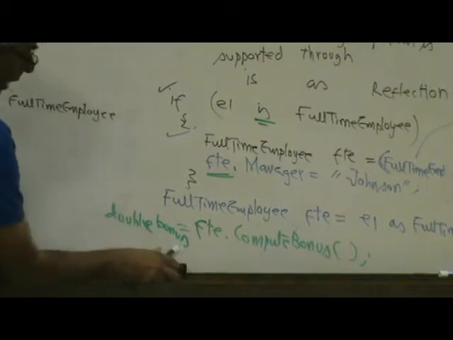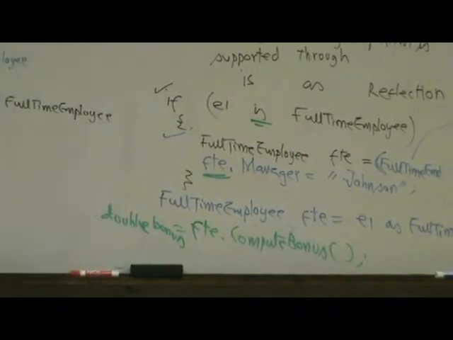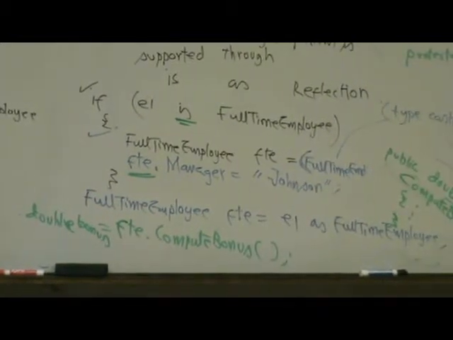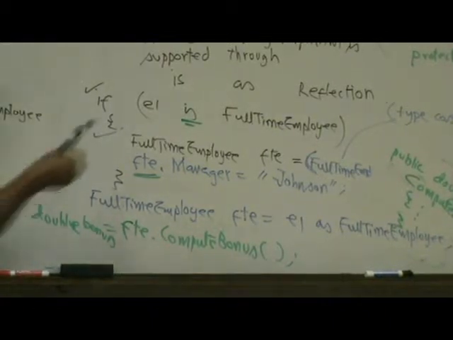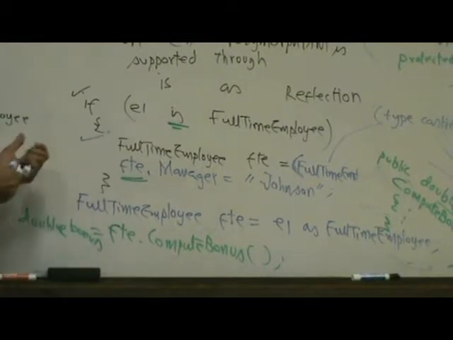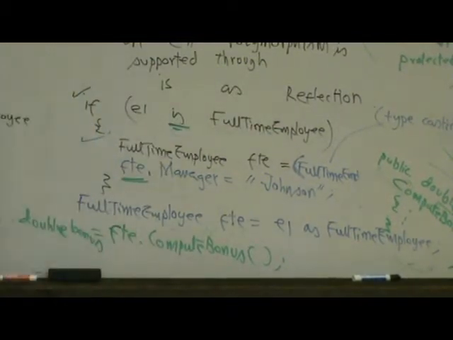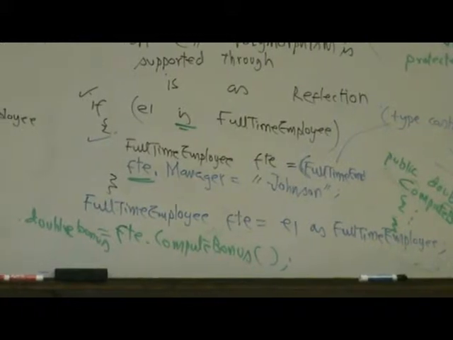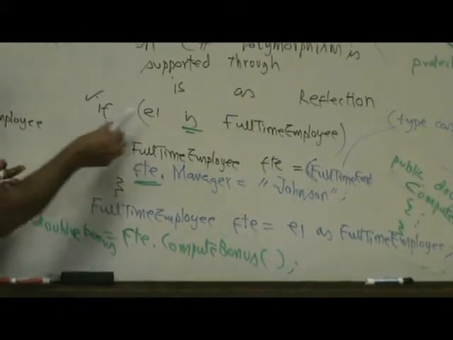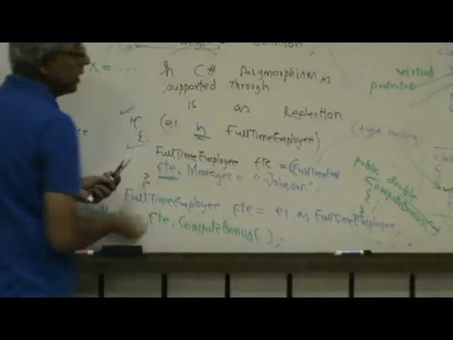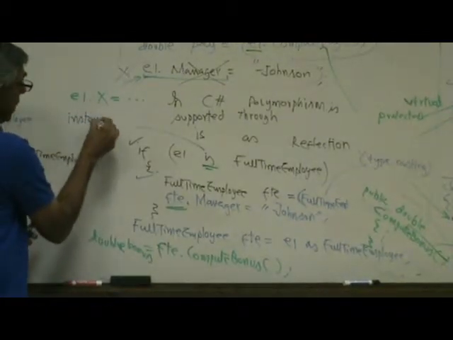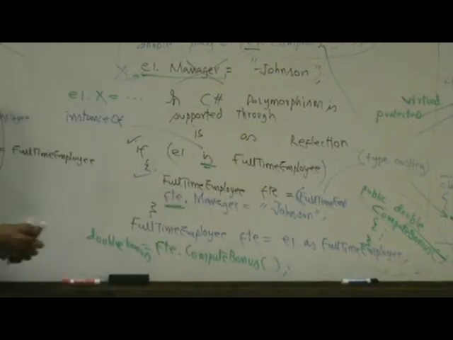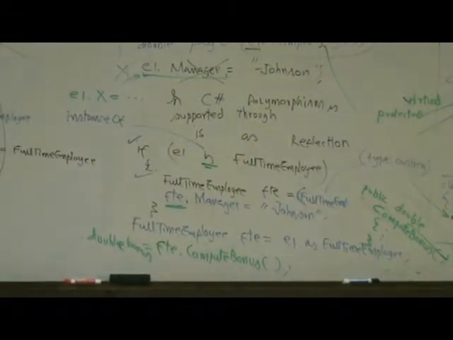So anyway, just as a quick note, since some of you are coming from a Java background, Java also has the exact same thing, except there is no as operator. There is an equivalent of the is operator, and an equivalent of reflection, very similar to what I covered in the last lecture. In Java, rather than saying E1 is a full-time employee, you will say E1 instanceof full-time employee. So instanceof is exactly like the is operator in C#.